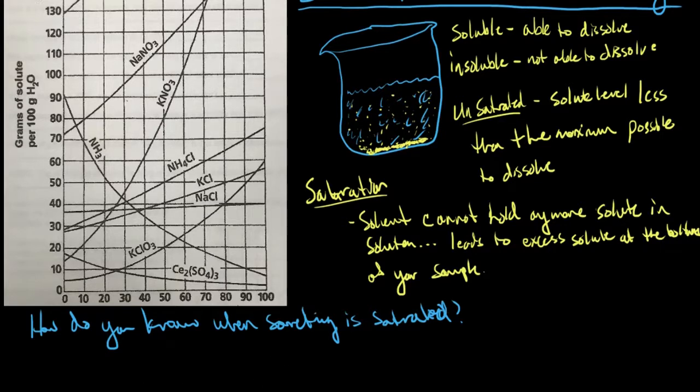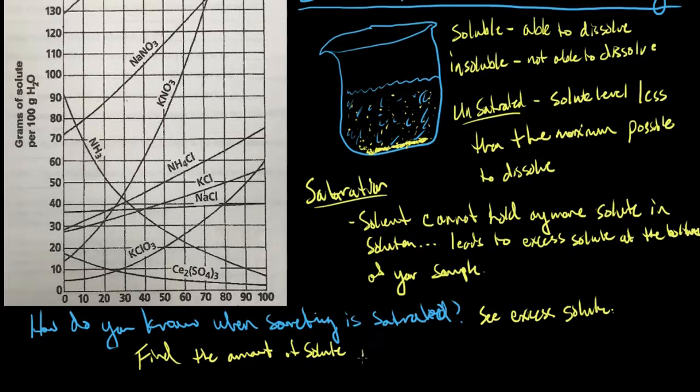Okay, so how do you know when something's saturated? Well, you see excess solute. But what you can do is measure this, and you can find the amount of solute that you've dissolved for every, say, 100 grams of water.